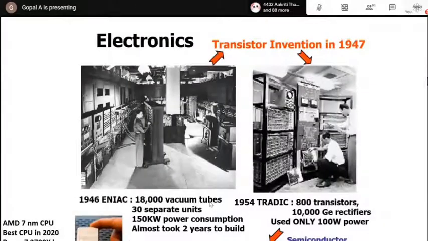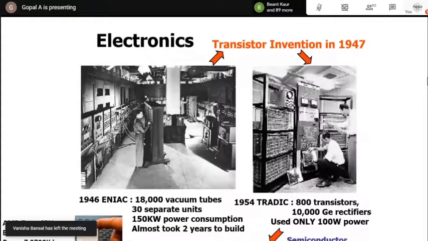A vacuum tube is a big device, which was used earlier, before diodes and semiconductor-based transistors were invented. It consumed 150 kilowatts of power, and they took 2 years to build this entire huge computer. On the right-hand side is shown, for example, a corner of a room, where you can have a computer.